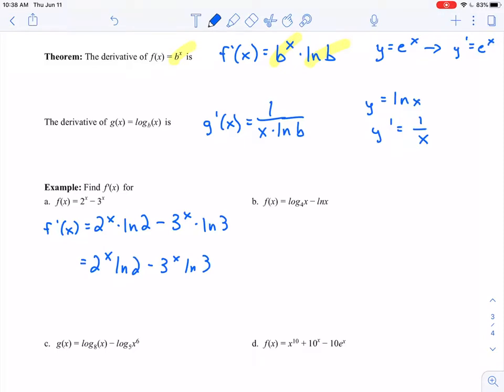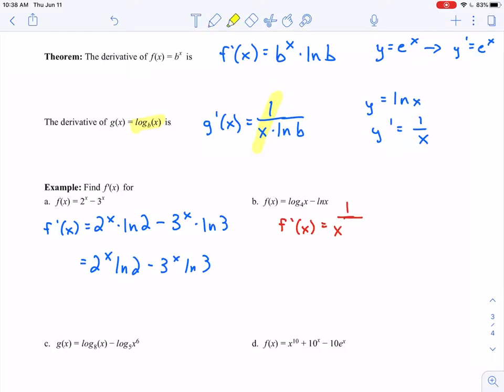In part B, let's see, I want the derivative of log base 4 of x minus natural log of x. So f prime of x here. So log base 4 of x. This looks an awful lot like log base b right here. So it's going to start off the same. It's going to start off as 1 over x. So 1 over x, 1 over x.